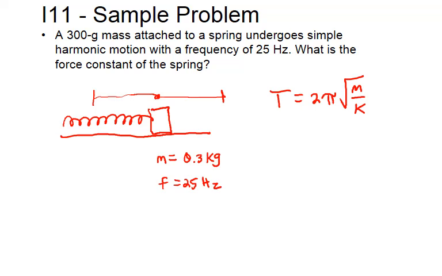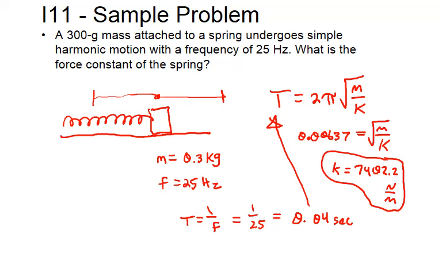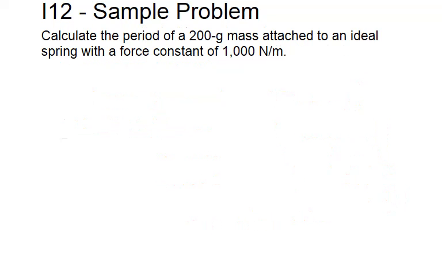All right, so the mass is 0.3 kilograms. The frequency is 25 hertz. And we should get 0.04 seconds for the period. Therefore, a K value of 7402.2 newtons per meter.